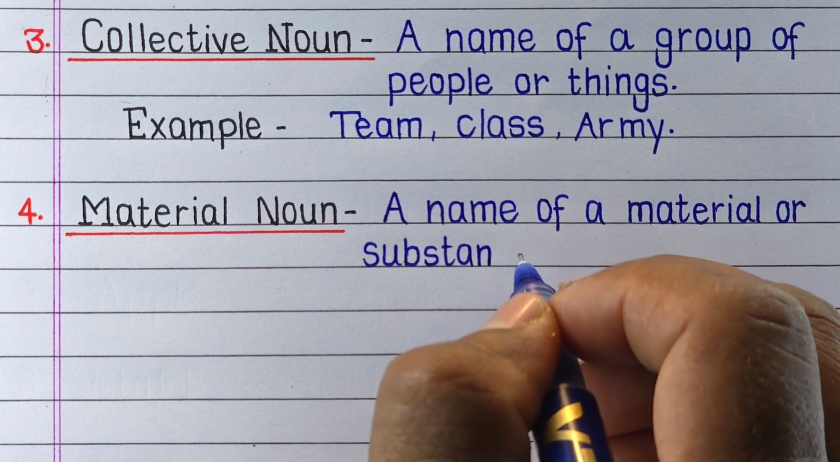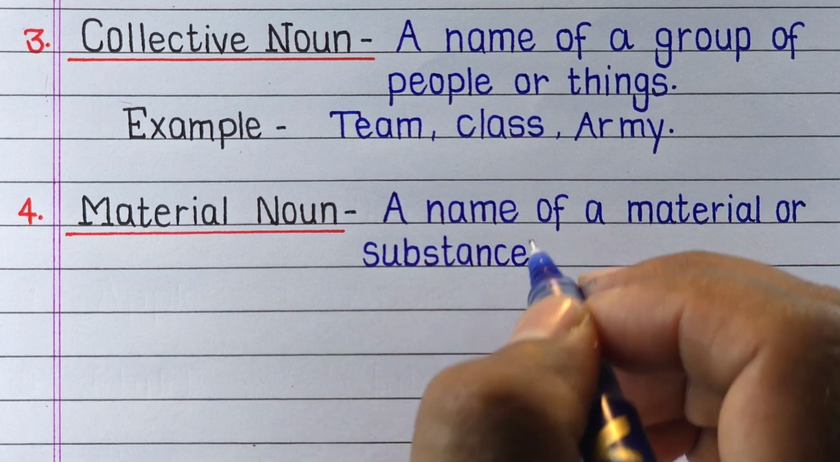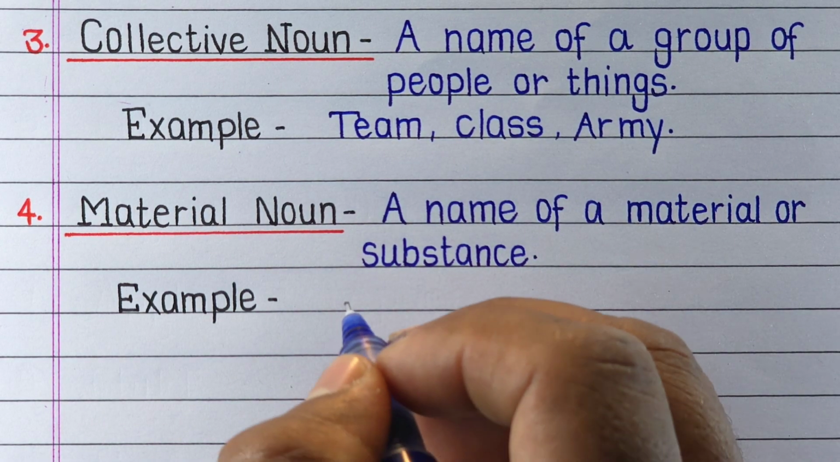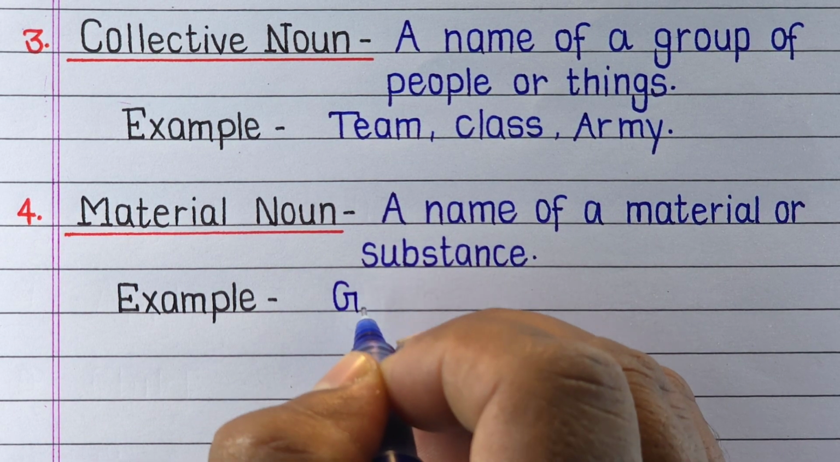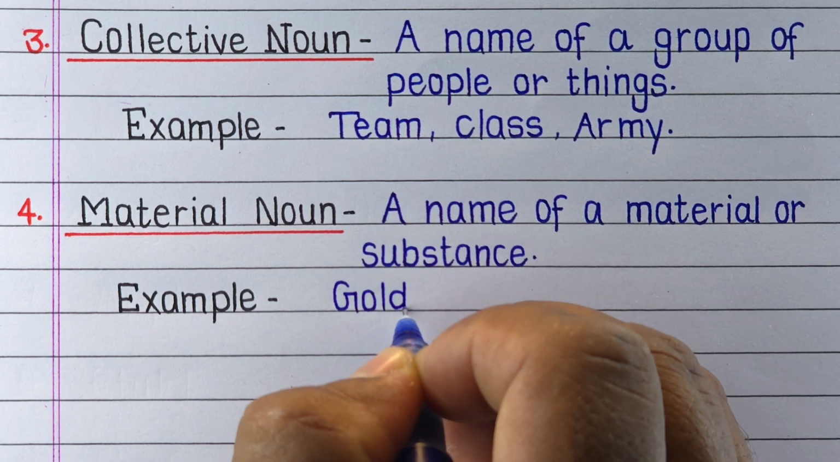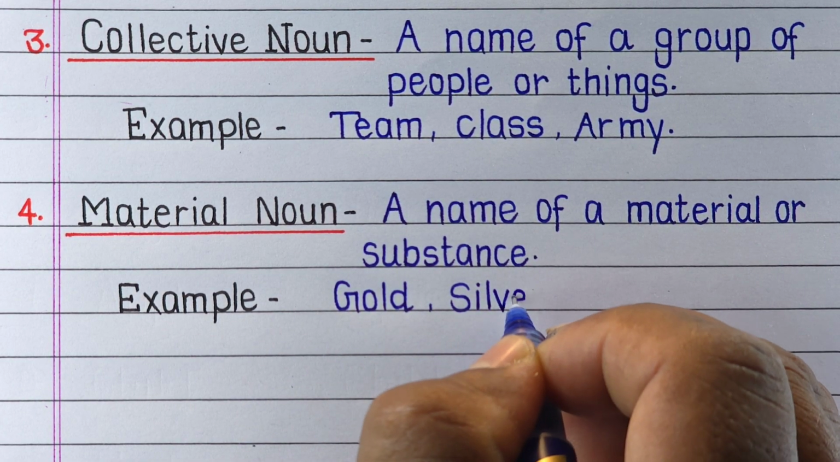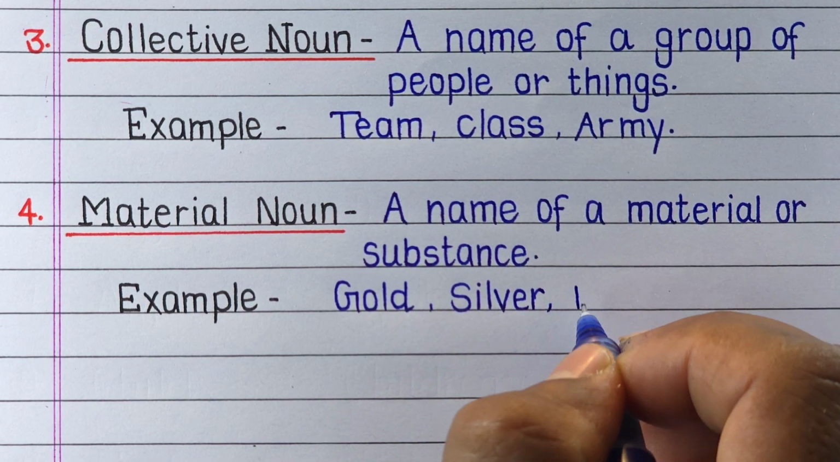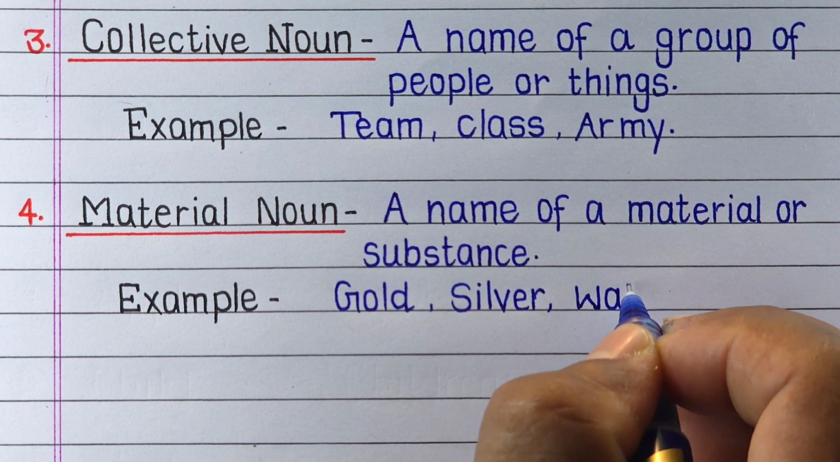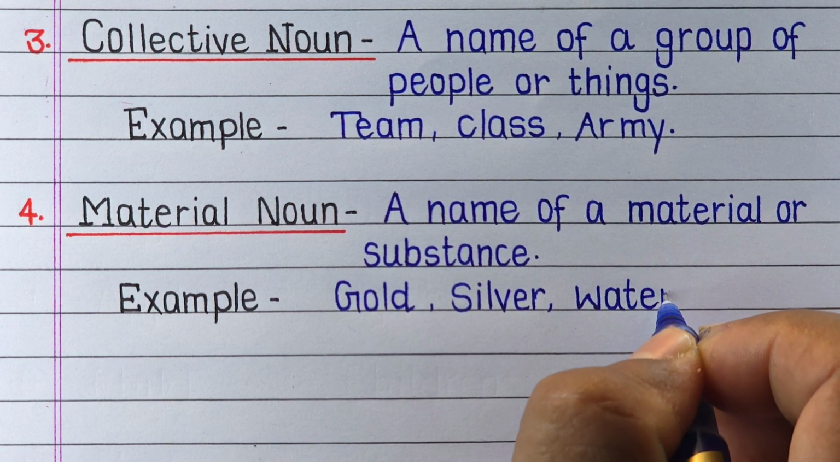Number 4. Material noun. A name of a material or substance. Example: gold, silver, water.